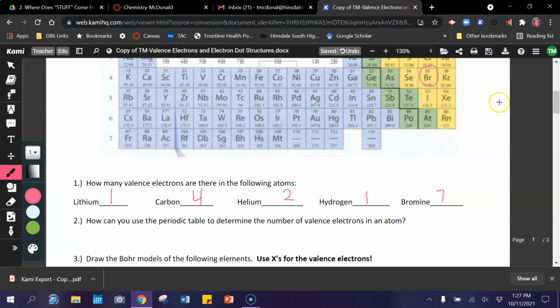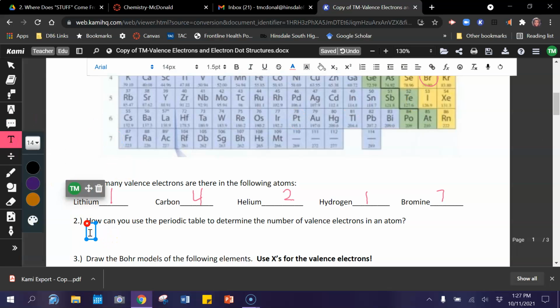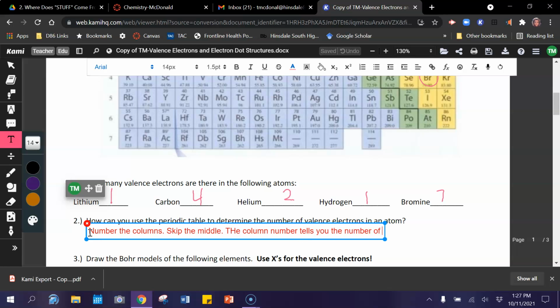So how can you use the periodic table to determine the number of valence electrons? Number the columns, skip the middle. The column number tells you the number of valence electrons.